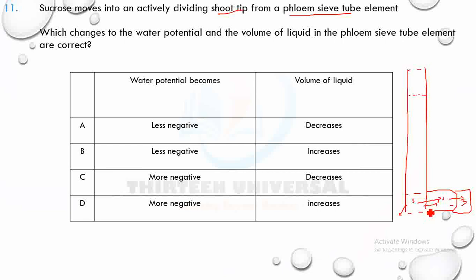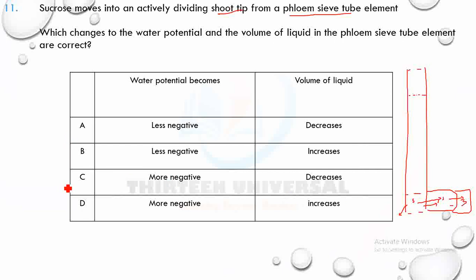So immediately you remove it, water potential increases. If water potential increases, that means water becomes less negative. High water potential means less negative. When you move sucrose out, the amount of solute decreases, so the amount of solvent will increase. That means water potential increases, and the increase in water potential is said to be less negative.